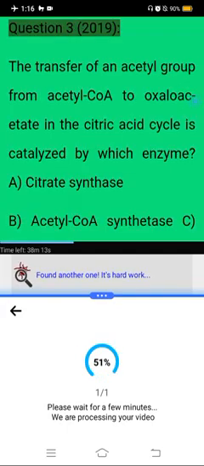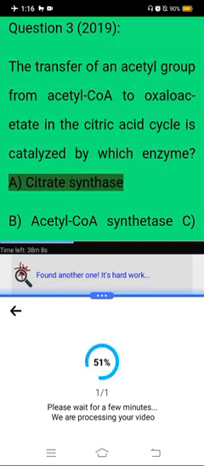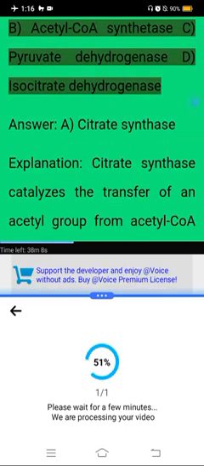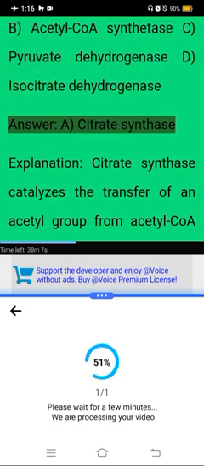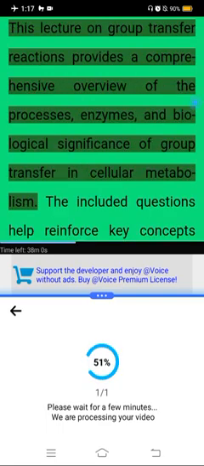Question 3, 2019. The transfer of an acetyl group from acetyl-CoA to oxaloacetate in the citric acid cycle is catalyzed by which enzyme? A. Citrate synthase. B. Acetyl-CoA synthetase. C. Pyruvate dehydrogenase. D. Isocitrate dehydrogenase. Answer. Citrate synthase. Explanation. Citrate synthase catalyzes the transfer of an acetyl group from acetyl-CoA to oxaloacetate, forming citrate in the first step of the citric acid cycle.